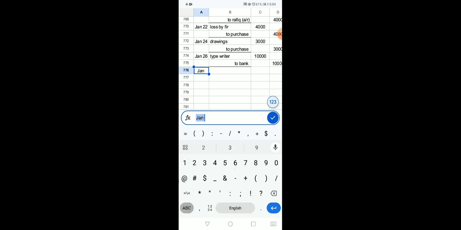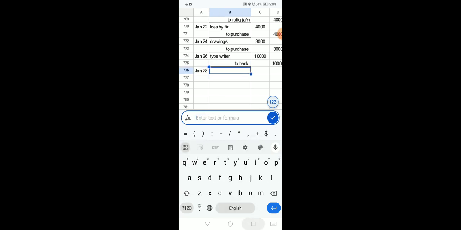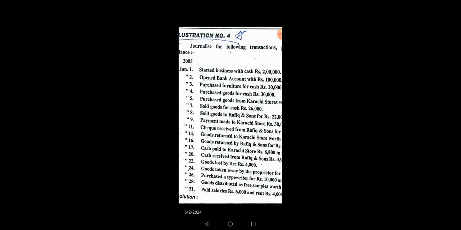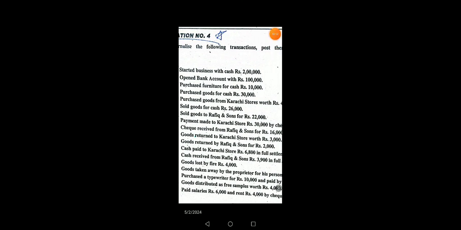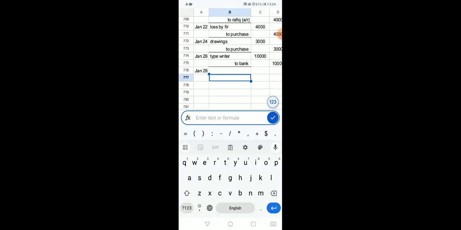Put the date over here, January 28. And what is January 28 saying? Goods distributed as free samples. It means again goods are going out, but nothing is coming in.